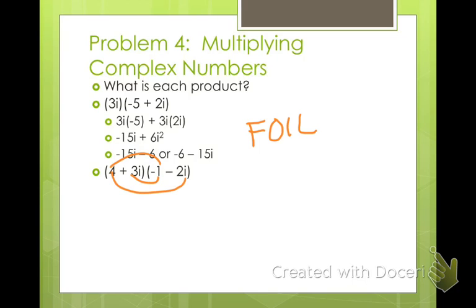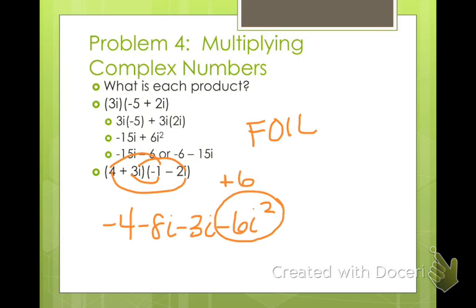First, outer, inner, last. So first is 4 times negative 1. That's negative 4. Outer is 4 times negative 2i. That's negative 8i. Inner is 3 times negative 1, negative 3i. And last is 3i times negative 2i. That's negative 6i squared. Okay, we know this negative 6i squared is going to become a positive 6.